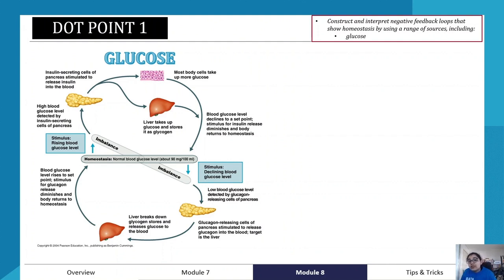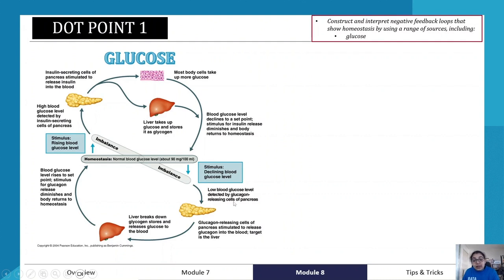Glucagon is a hormone that is released when blood glucose levels are low. You could think glucose levels low equals glucagon. Maybe that will help. I know it's not really a mnemonic or anything, but try that, maybe try and make something up for it. But essentially, we've got low blood glucose levels, glucagon is released, and glucagon is released from the alpha cells of the pancreas. So beta cells release insulin, and alpha cells release glucagon.